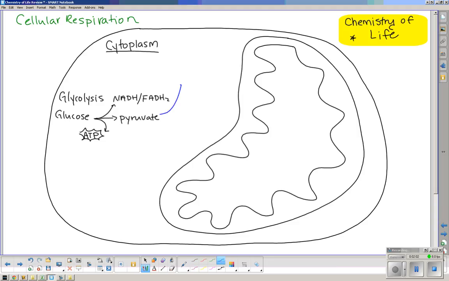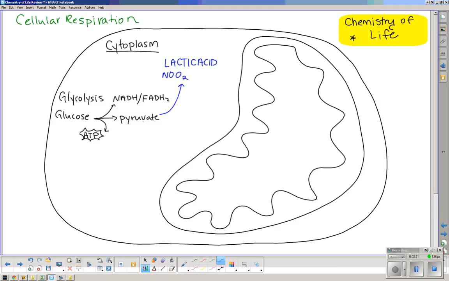If there is no oxygen present, so this is an anaerobic condition, what happens to a pyruvate molecule is it turns into lactic acid if it's in a mammalian organism. And lactic acid is what makes your muscles sore. If pyruvate is in yeast, it turns into alcohol. However, yeast does not have mitochondria.